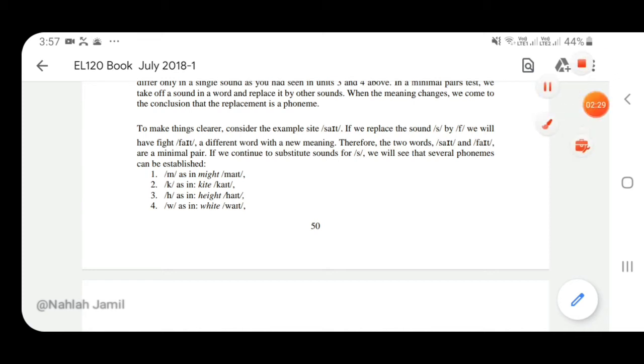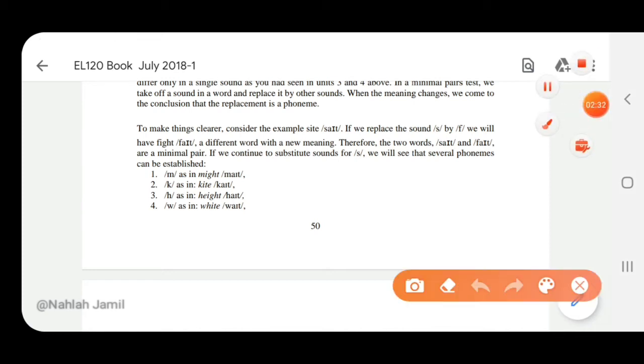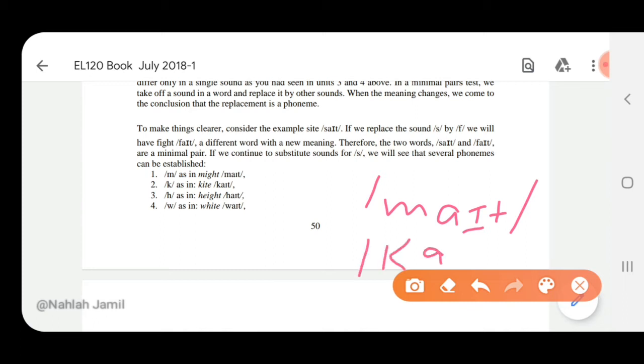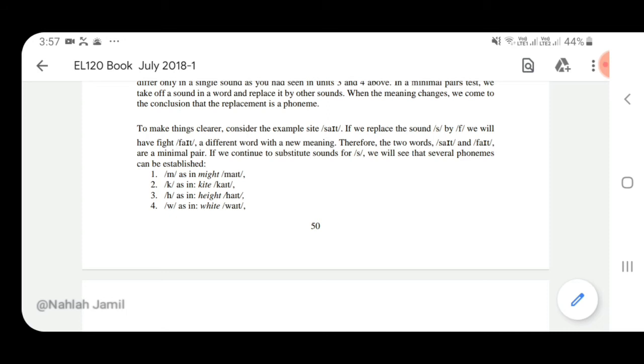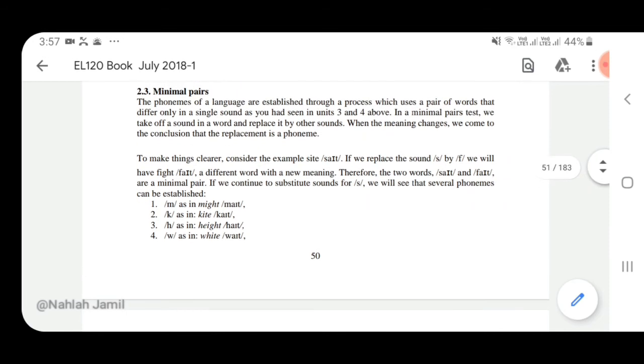So as I told you earlier, phonemes and minimal pairs have a connection. If we take the example of might, this is how might is written in phonetic transcription, and this is how kite is written in phonetic transcription. What happens over here is that this sound and k are phonemes. That means if one comes in place of k, or k comes in place of it, the meaning will change, and hence they are called phonemes. So basically this is it with minimal pairs.